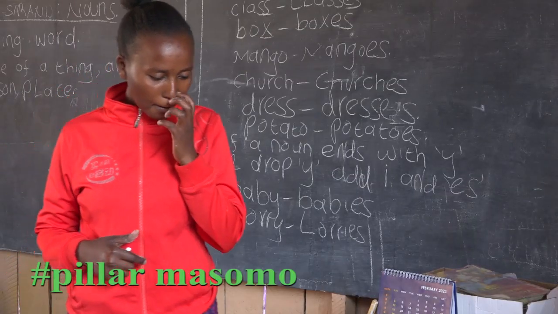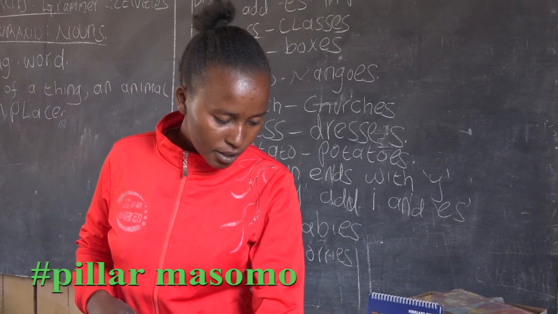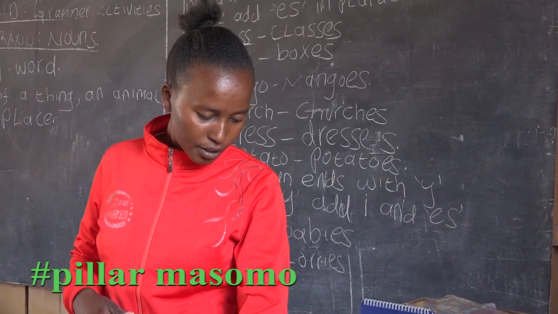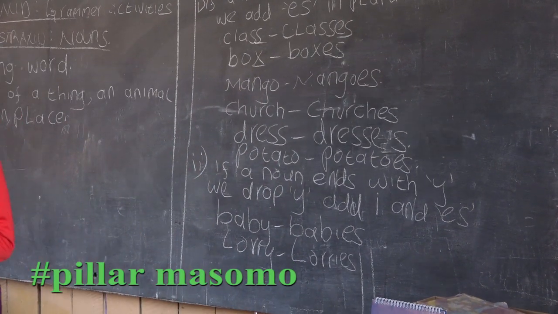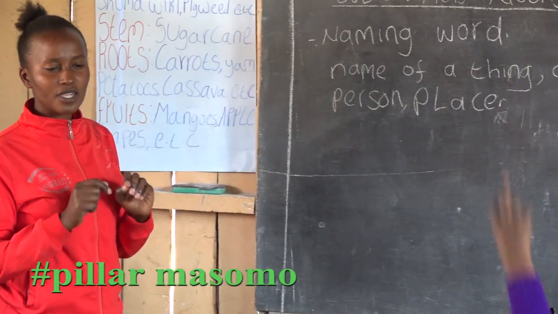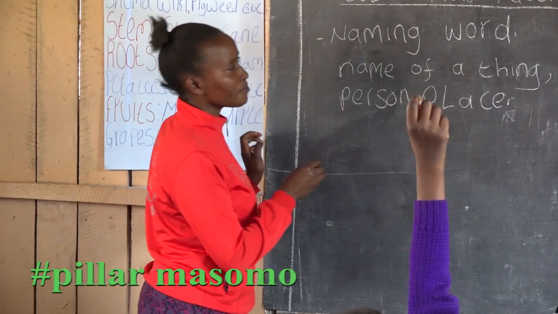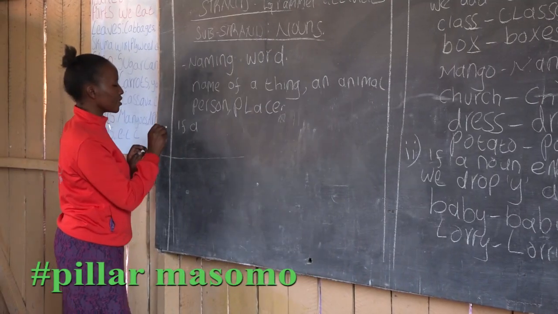Then the next one, we are learning about the ones that end with F. What do we do to the ones that end with F? One minute, wait. This one is Roman 3.